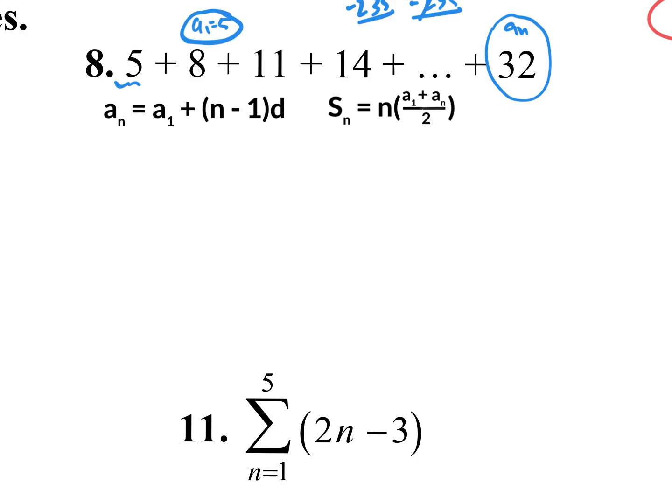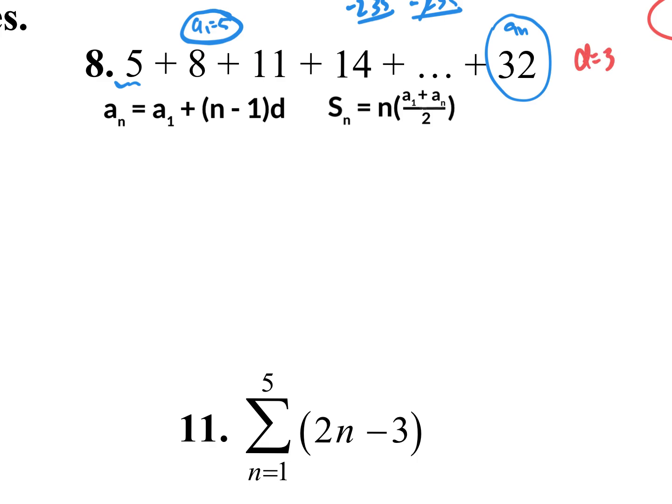Anything else we could find just by looking at this series? Yeah, common difference. Okay. And the common difference is 3. 14 take away 11 is 3. 8 take away 5 is 3. 11 take away 8 is 3. So yes, the common difference is 3.